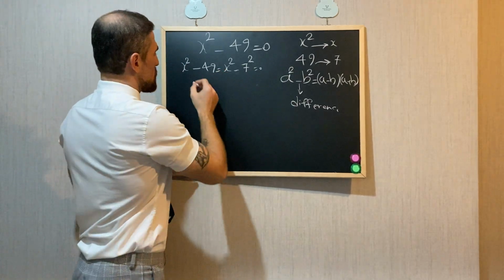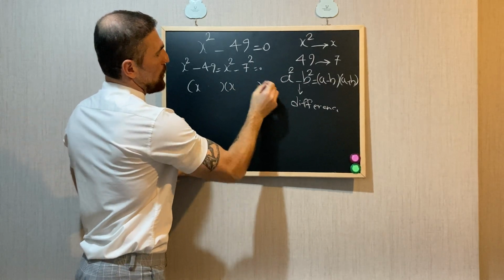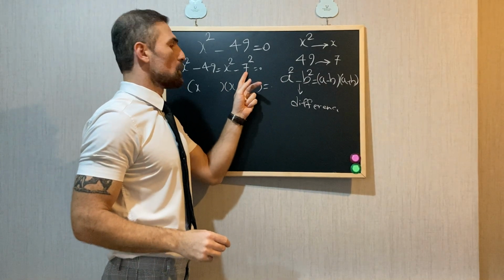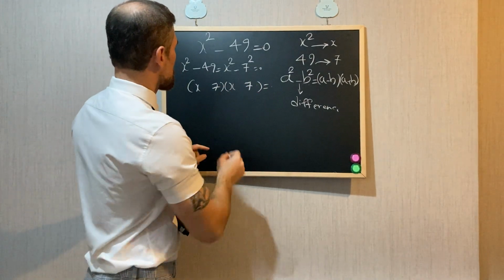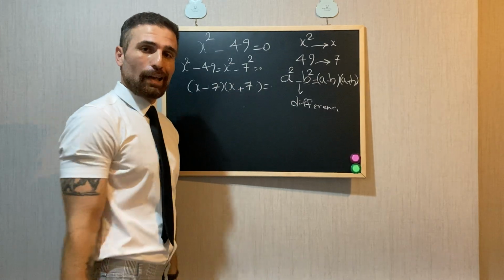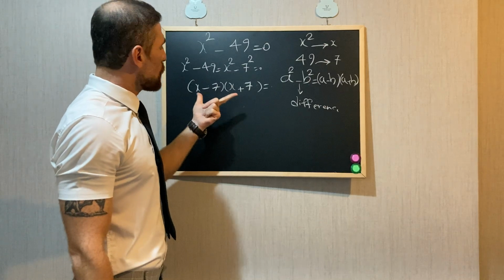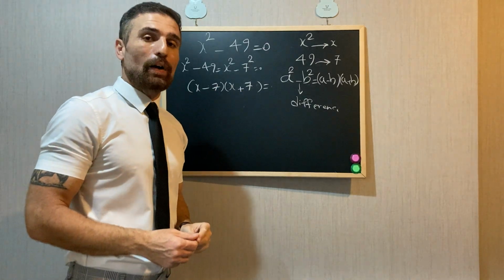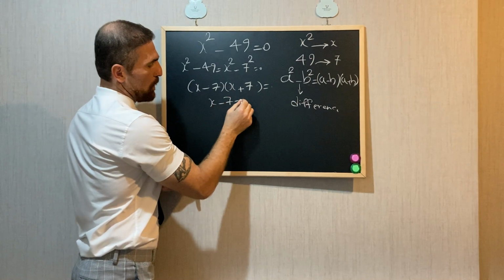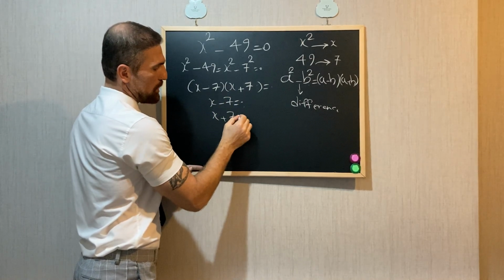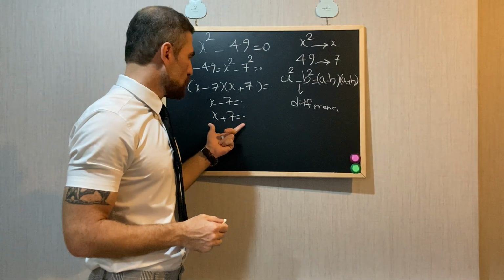The square root of x squared is x, and the square root of 49 is 7. It's going to be x minus 7 and x plus 7. Now we need to set both factors equal to 0: x minus 7 equals 0 and x plus 7 equals 0. This is all we need to do.